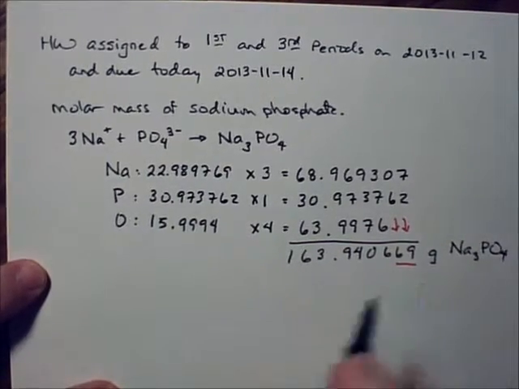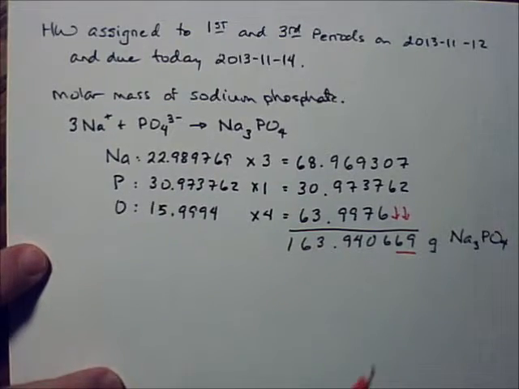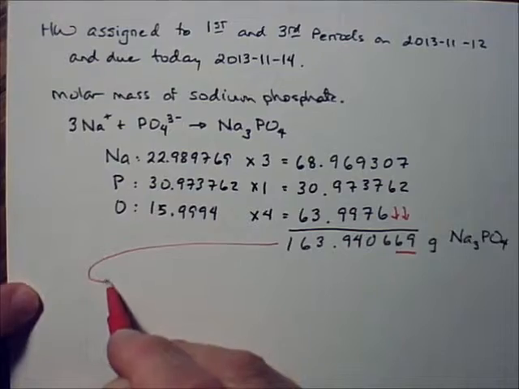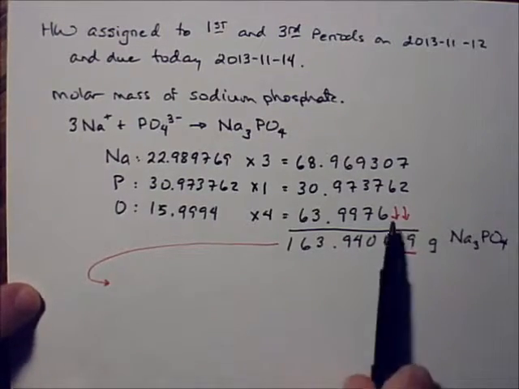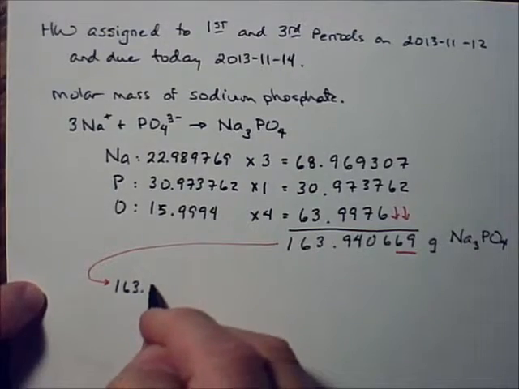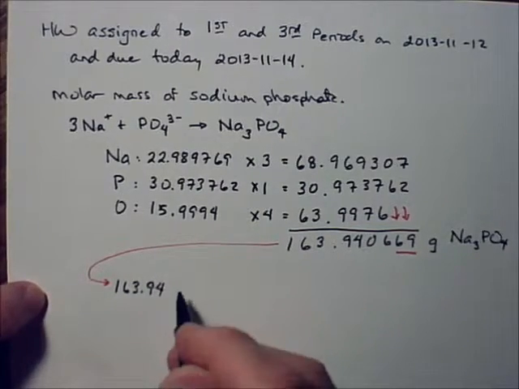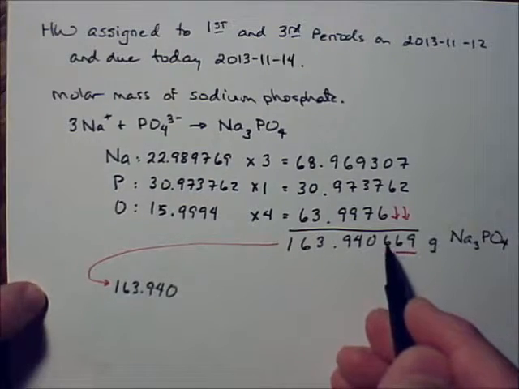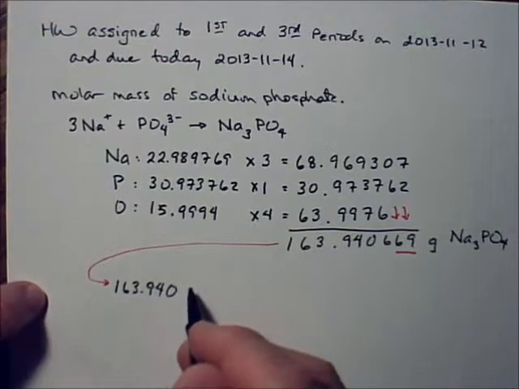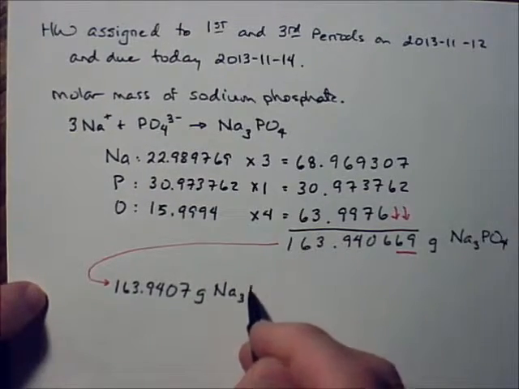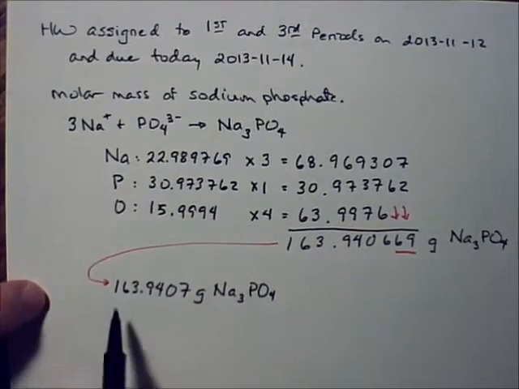We're going to round that number off now. We're going to get rid of those last two digits because we don't know what those would have been had we had digits in these two places. Since I have a 6 here, that's 5 or higher, we're going to round this 6 up to a 7. And that's the molar mass.